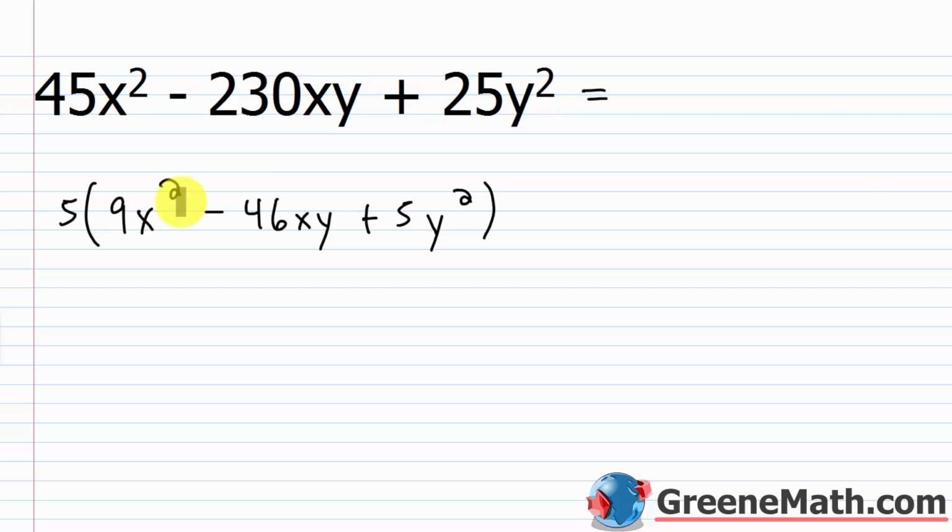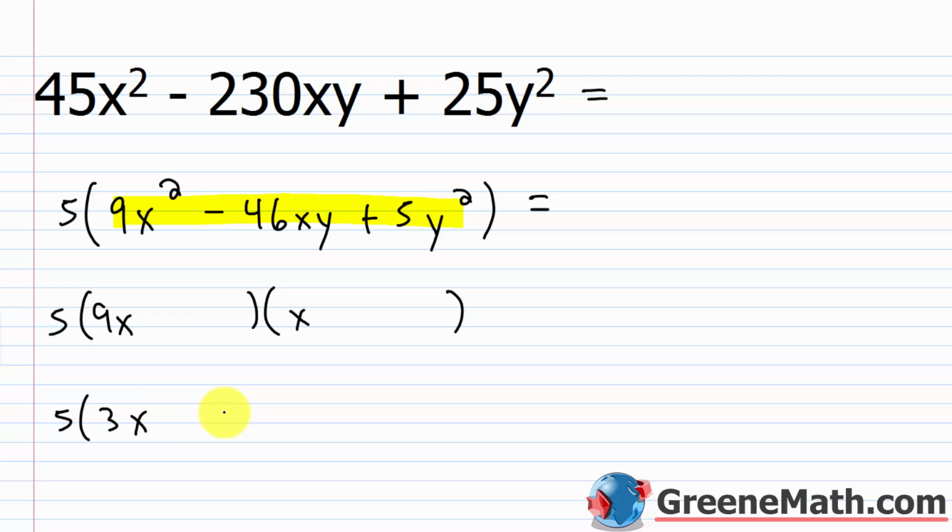And again, now I just want to factor this on the inside. So let's put a 5 out in front. What are the possibilities? I've got a 9x squared. So it's going to be 9x times x, or it's going to be 3x times 3x, right? It's got to be one of those two because 9 is either 1 times 9 or 3 times 3. Okay, that's all there is.